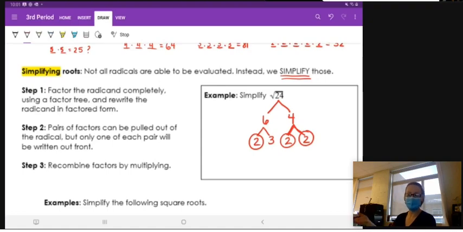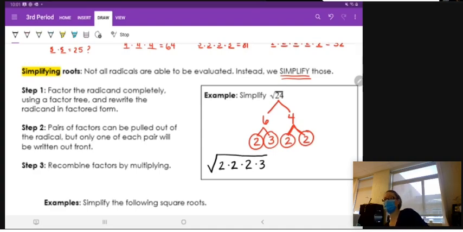2 is only made up of itself times 1. 3 is in the same situation. You can't split that 3 up anymore except into 3 times 1, which is pointless. So all of our branches have now ended at a prime number. Now we're going to rewrite our radical, but instead of 24, we're going to rewrite 24 as 2 times 2 times 2 times 3. It's just factored, and it's still 24. If you multiply those together, it's still 24. We haven't changed it.